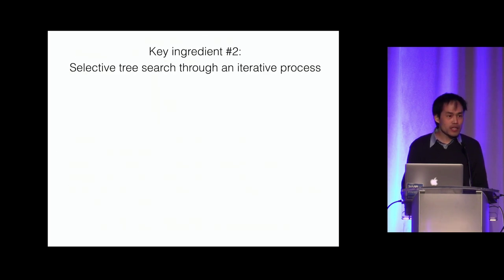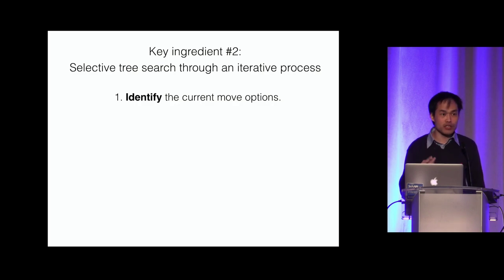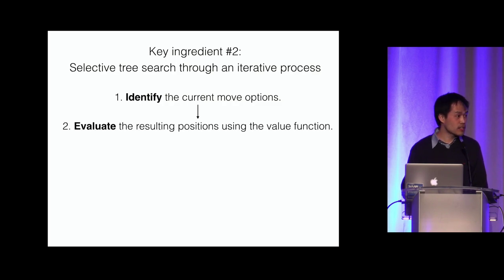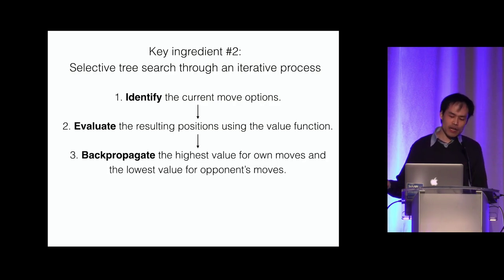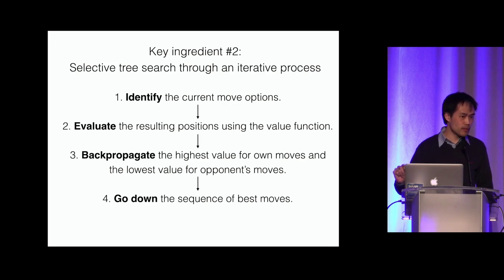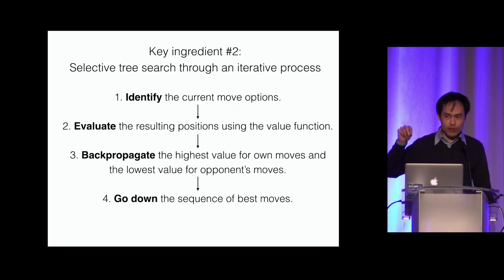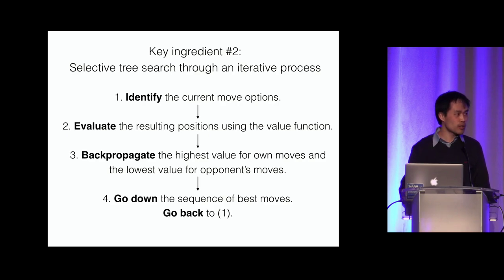Okay? So here's key ingredient number two. This is a selective search. It is an iterative algorithm, very similar to best first search. The first step is that you identify the current move options. Then you evaluate the resulting positions using that evaluation function that we just defined. Then you backpropagate the highest value for your own moves and the lowest value for your opponent's moves, because your opponent is trying to minimize the value for you, right? So you backpropagate that all the way to the current position. And then you go down the sequence of the best move until you end with a particular position that you have evaluated but not expanded yet, and then you go back to step one where you consider the options that you would have in that position.